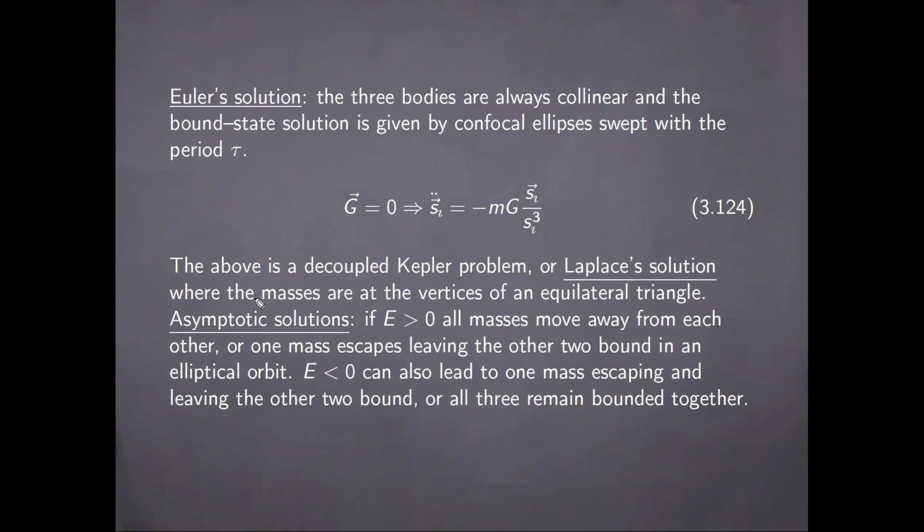There are also various asymptotic solutions. For example, in the case where the total energy is positive, all masses move away from each other, or one mass escapes, leaving the other two bound in an elliptical orbit. Even in the case of negative energy, one can once again find a solution where one of the masses escapes and the other two are left bound, or all three masses remain bound together.